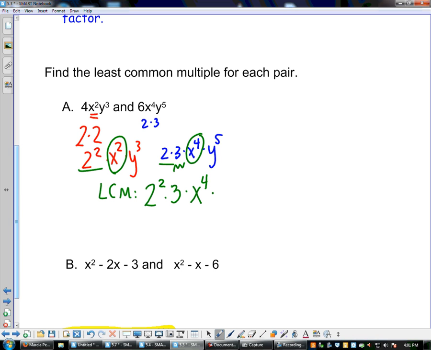And I'll finish off with y. Again, we had y to the third and y to the fifth. The highest of those is y to the fifth. So 2 squared is 4 times 3 is 12. So 12 x to the fourth, y to the fifth would be my least common multiple.